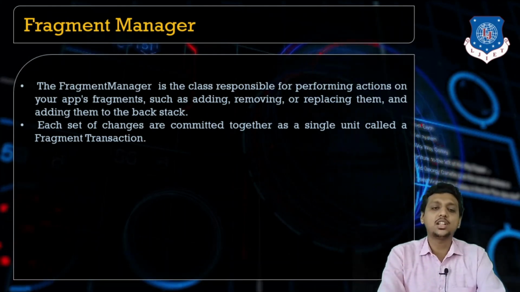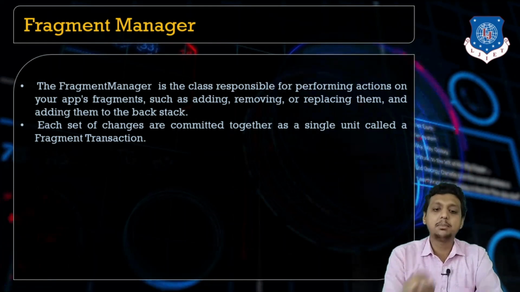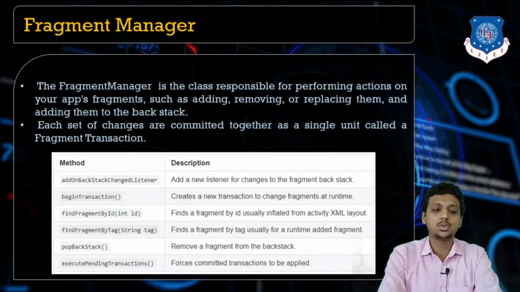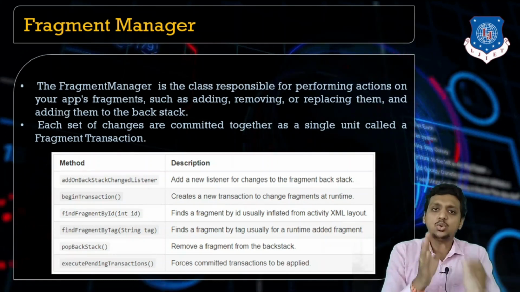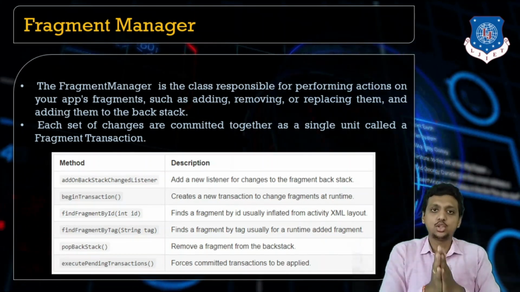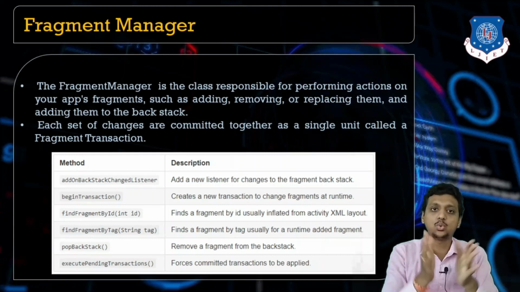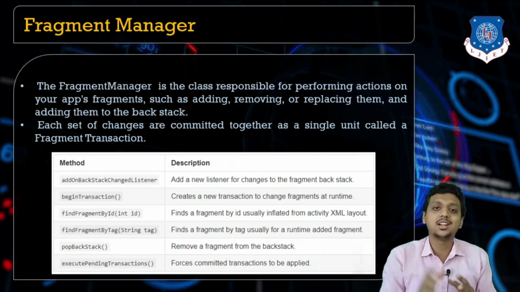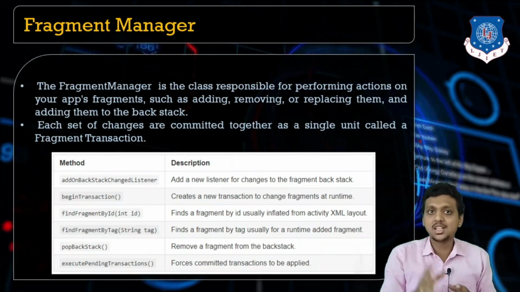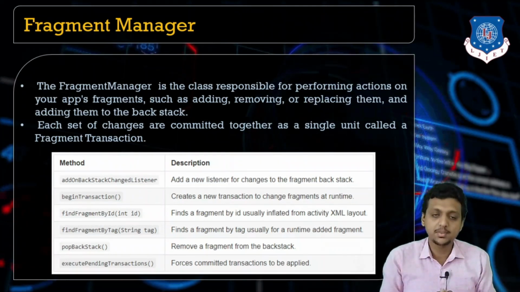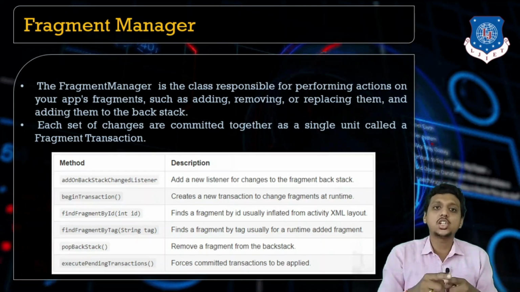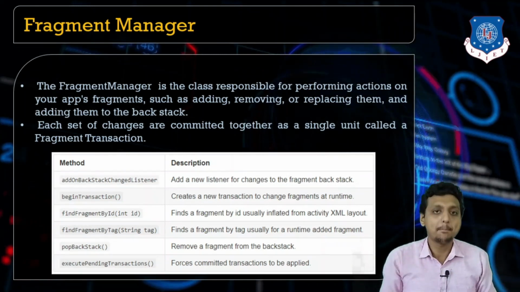Here each set of fragment manager operations committed together as a single unit is known as a fragment transaction. See, when you try to commit this action, if I want to add the fragment and commit it, then it becomes a transaction. So the transaction callback methods will be managed by the fragment transaction, and the whole transaction is managed by the fragment manager.